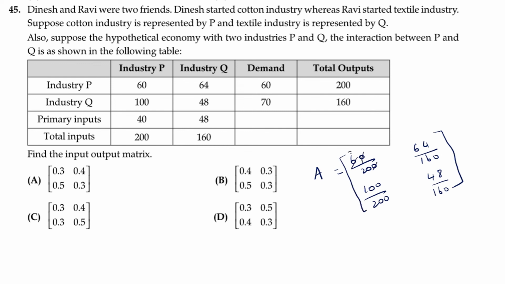So this we can simplify. So here 3 by 10 is 0.3, half is 0.5, 2 by 5 is 0.4 and 3 by 10 is 0.3. So the correct option is 0.3, 0.5, 0.4, 0.3, A. So the correct option is option A.